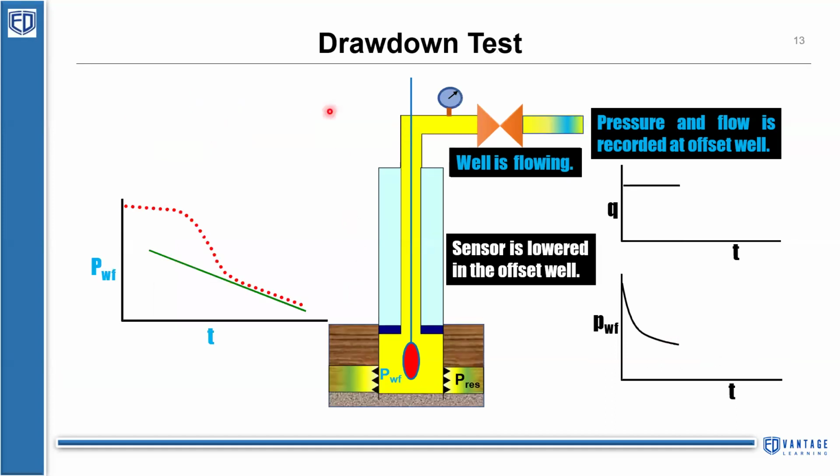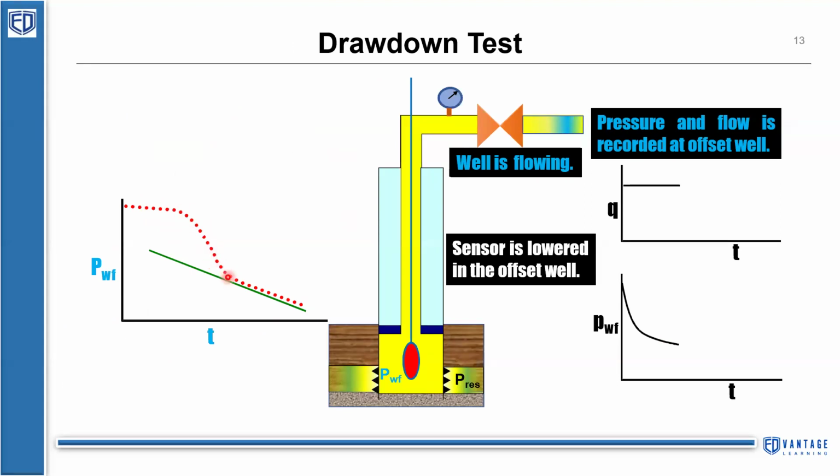So from a typical drawdown test, you get a graph like this. You get a plot like this when you try to plot PWF and T. If you can see the pressure drop, the PWF is dropping in the early time region. This is called the ETR, where your wellbore effects dominate. And then you have a shift, or the transition zone, from ETR to MTR.